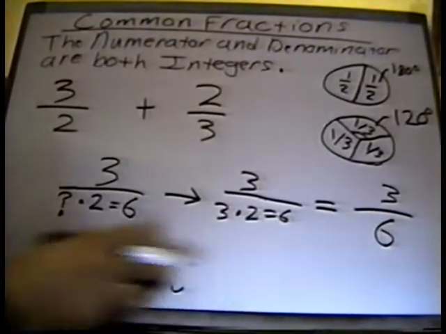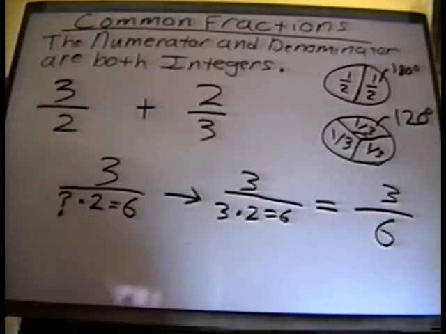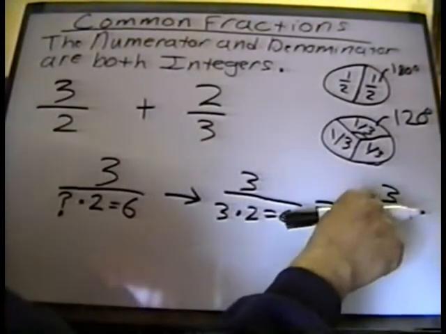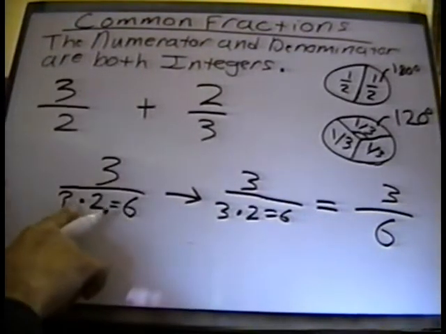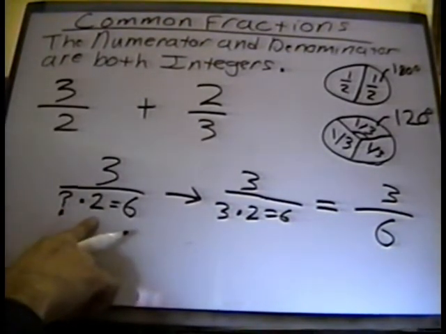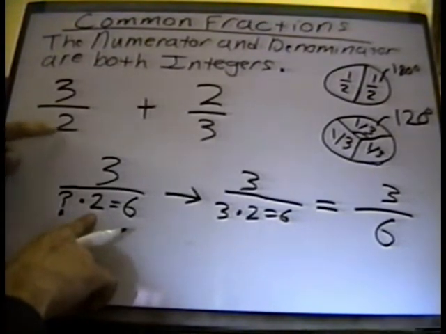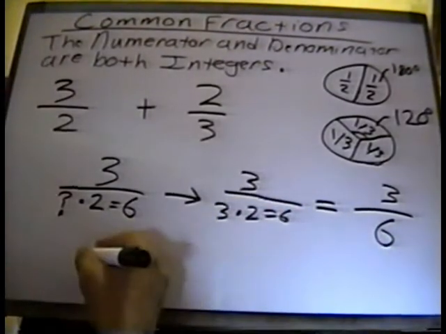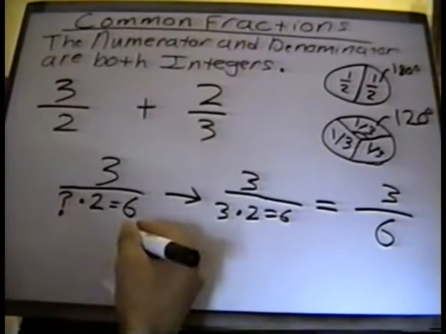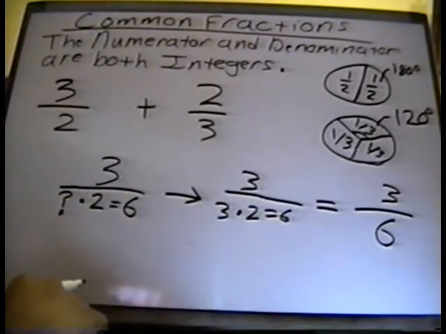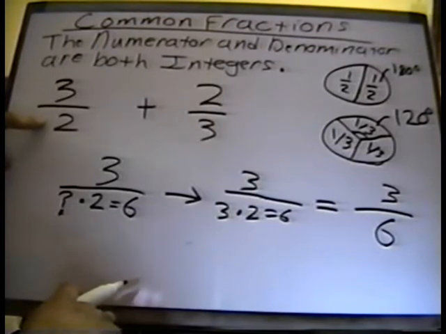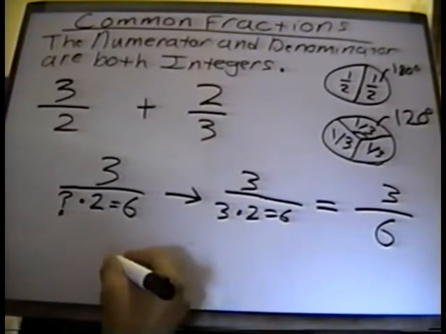So in order for me to get an equivalent expression, I have to also multiply the numerator by the same number by which we multiplied the original denominator in order to get the final denominator. Meaning if I multiply 2 by 3, I have to multiply 3 by 3. Or another way of saying that, whatever number you multiply the denominator by, you have to multiply that same number to the numerator.